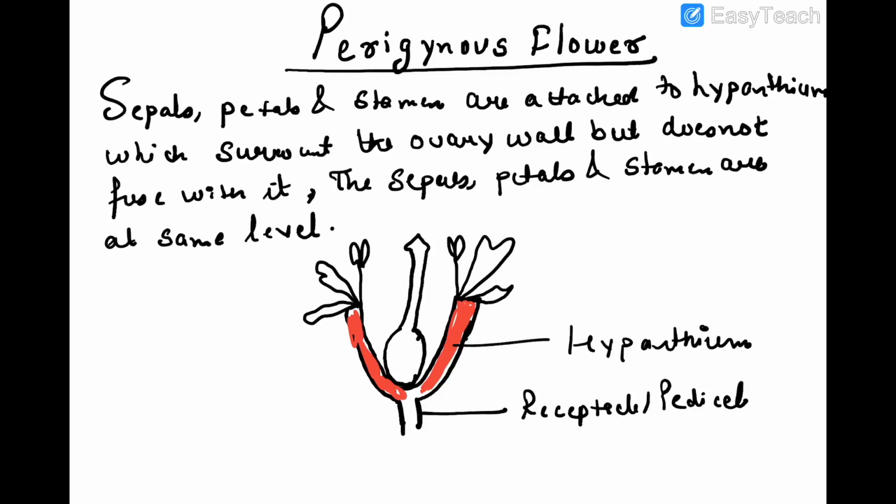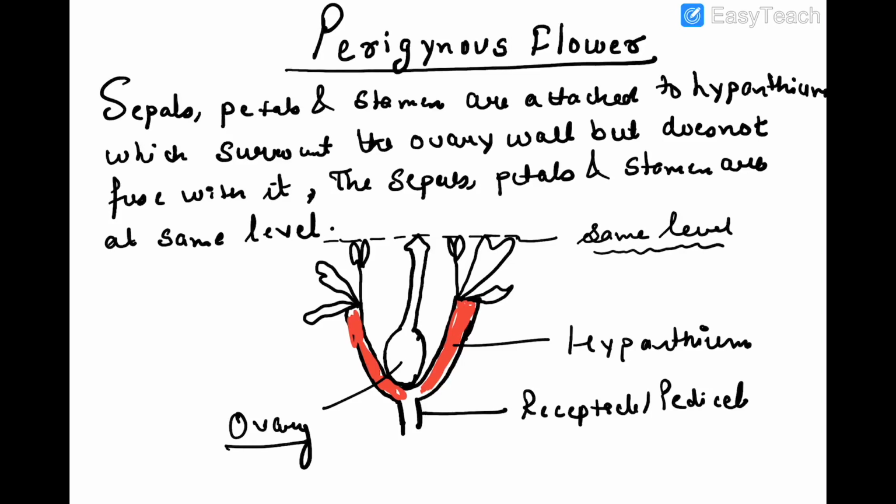And you can see the hypanthium; this is the ovary. The hypanthium is surrounding the ovary, but it is not fused with the ovary. And sepals, petals, and stamens are at the same level. As you can see, they are at the same level. So such types of flowers are known as perigynous flowers.